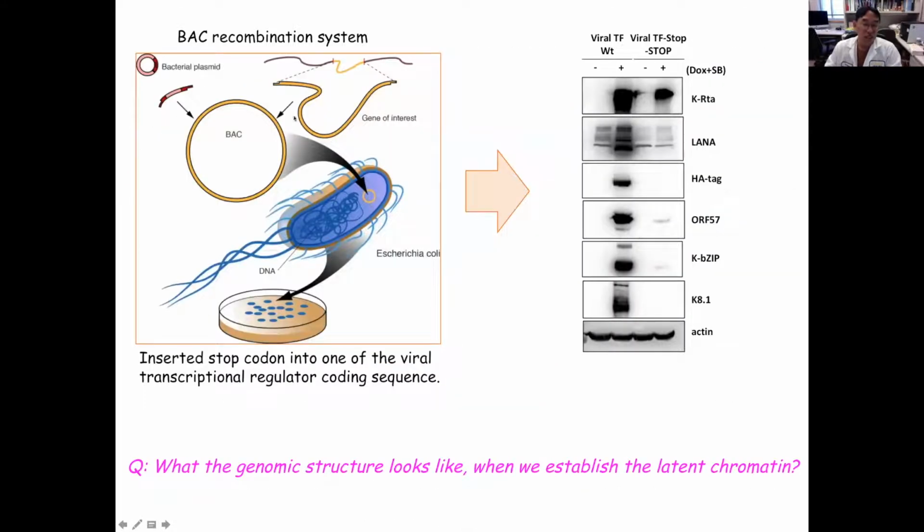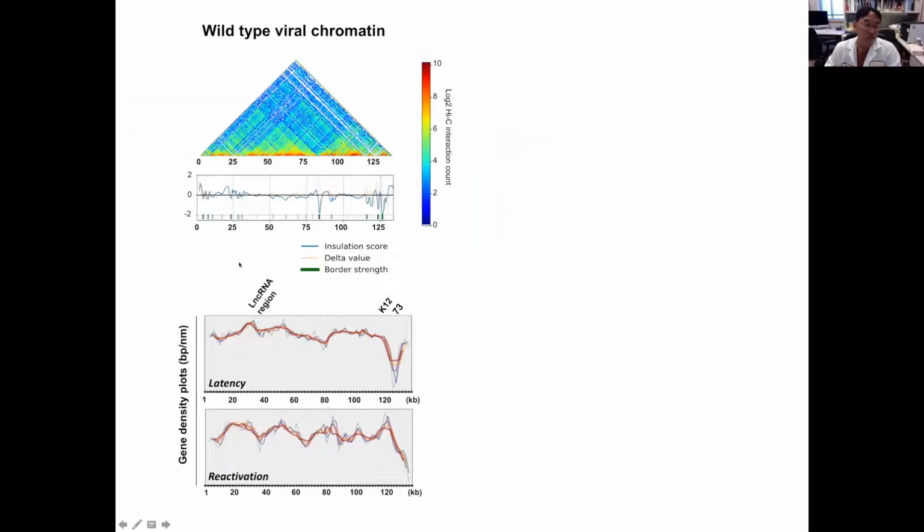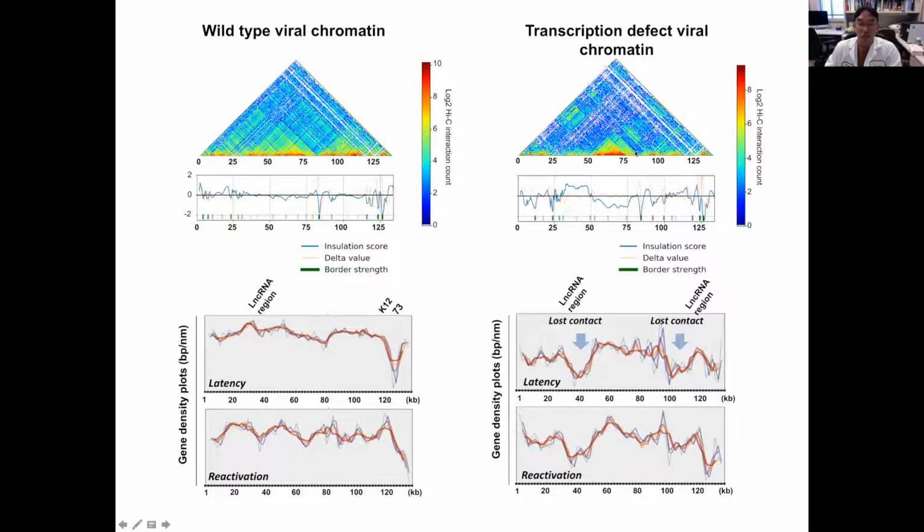We used the BAC system to insert a stop codon in one of the transcription regulators of KSHV, and then we generated the recombinant virus and infected cells with this virus to study what the genomic structure looks like. Here is the wild type virus genomic structure. We see it like this. Then when we mutated it, what we see is that some segments of the genomic domain start to lose genomic interaction, especially the long non-coding RNA encoding region, losing genomic contact with the other genomic regions.